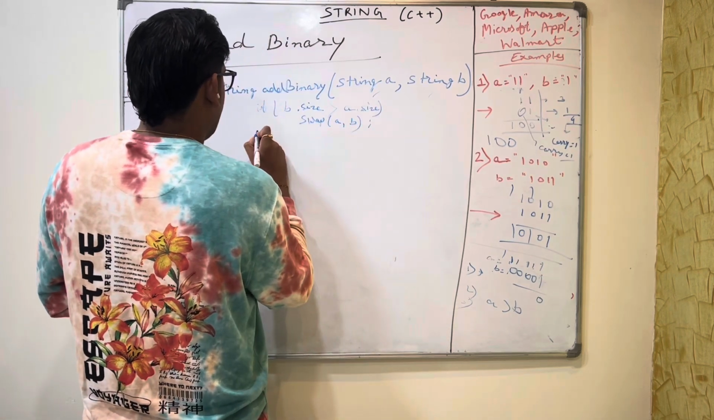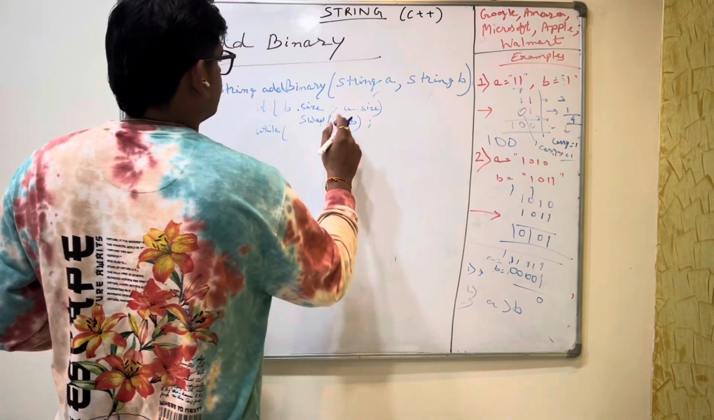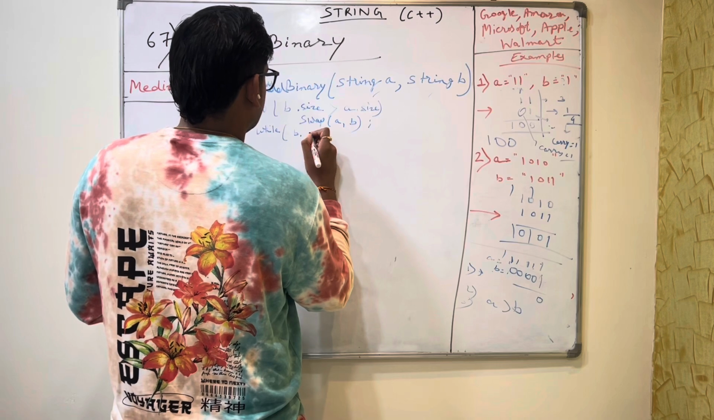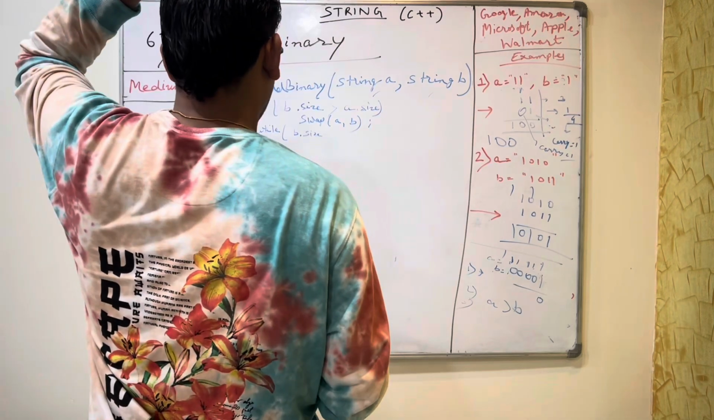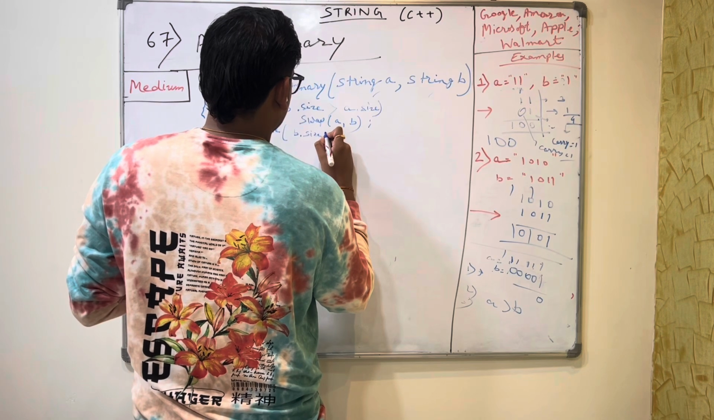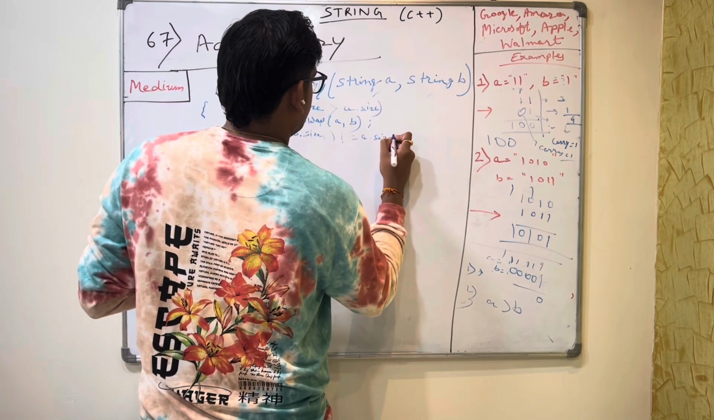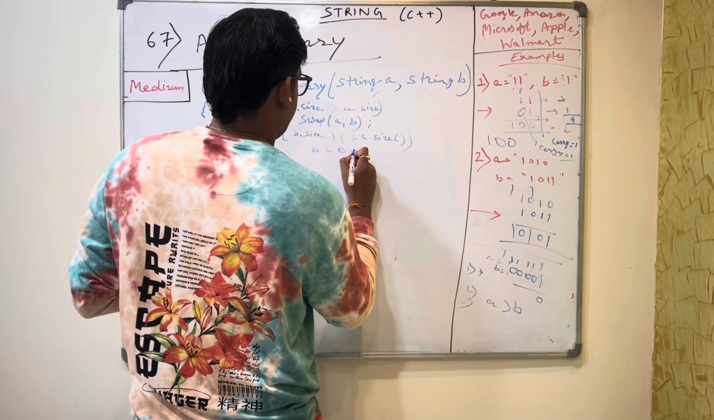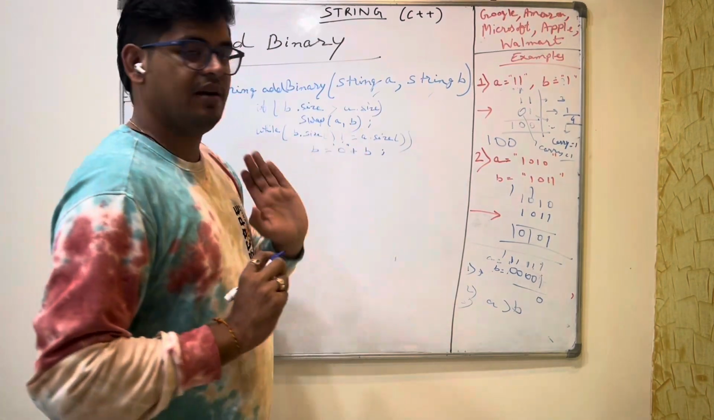This is one thing. And since now A is always bigger, while B dot size is not equal to A dot size, what do we do? We need to have B dot size equal to A dot size. We will add 0 before B every time, right? Then what will happen? The size of B and A will be equal.